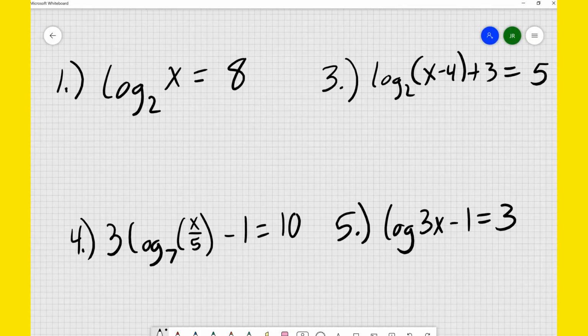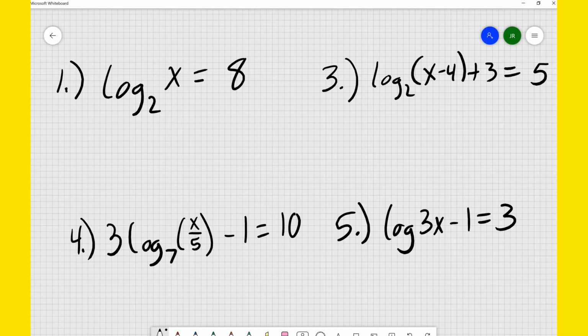Okay, number one, we're trying to get x by itself. You could think of this kind of in your head. This means the exponent on 2 that gives you x is 8. That means 2 with an exponent of 8 on it should give you x. So 2 to the 8th, that's what x is.